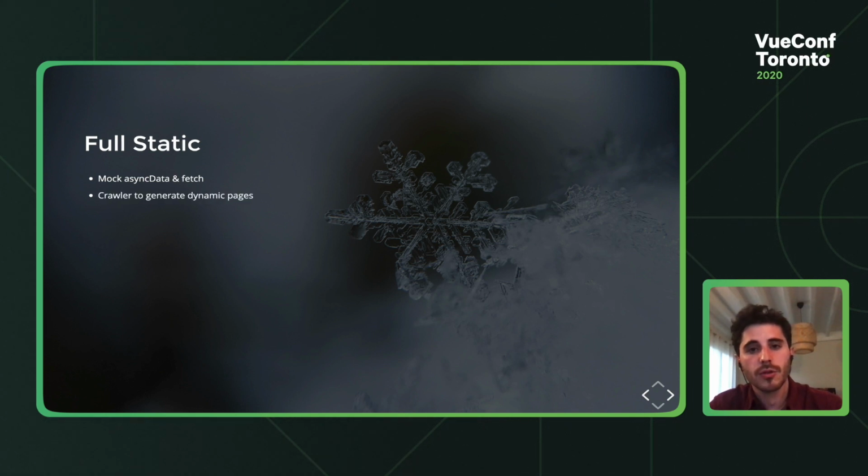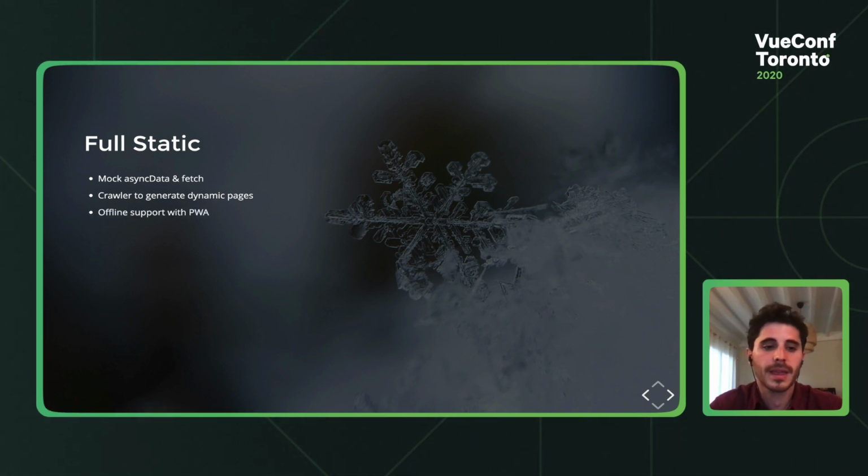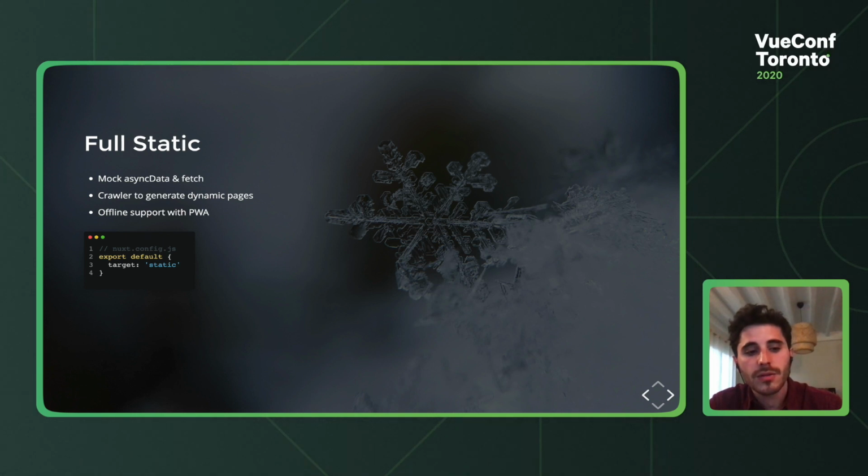We also implemented a crawler to generate all your dynamic pages, so you don't have to specify them in generate.routes. Instead, we will crawl all the links to guess all your pages. We also support offline by using the PWA module. And the only thing you have to do is set the target to static and run Nuxt generate.